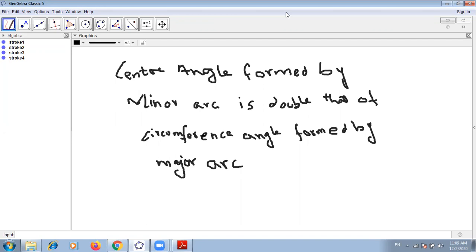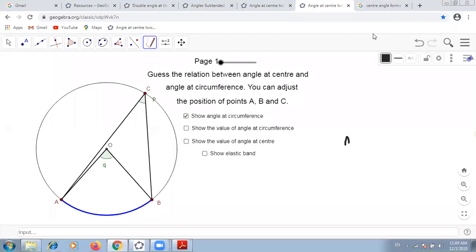Now I'll show you how we can see that in the figure, or how we can prove it. If you see here, that is minor arc AB, the blue shaded arc representing the minor arc, and this ACB representing the major arc. That is a center angle because it's formed at the center, and that is a circumference angle formed at the circumference of the circle. So Q is the center angle and P is the circumference angle.